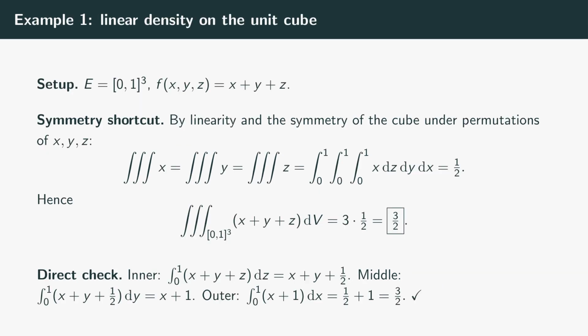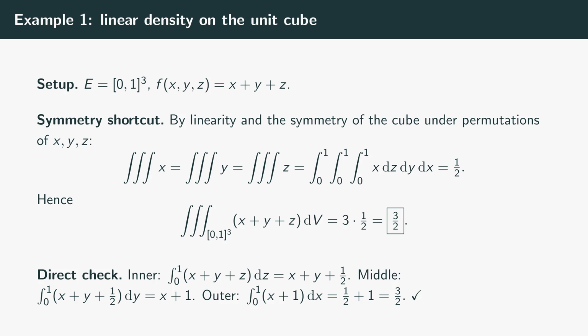First worked example to nail the mechanics and the symmetry trick. Integrate x plus y plus z over the unit cube, that is, the unit interval cubed. 2 ways. The slick way uses symmetry. The integral is linear, so it splits. The triple integral of x plus y plus z equals the triple integral of x, plus the triple integral of y, plus the triple integral of z. And the cube is symmetric under any permutation of the coordinates. Swapping x and y is a measure-preserving symmetry, so all 3 integrals are equal.